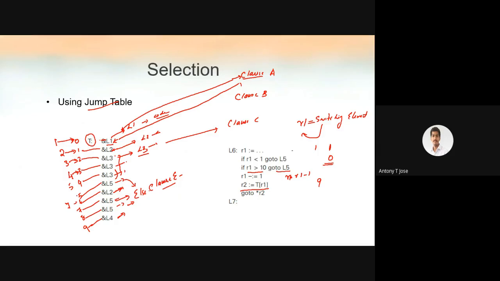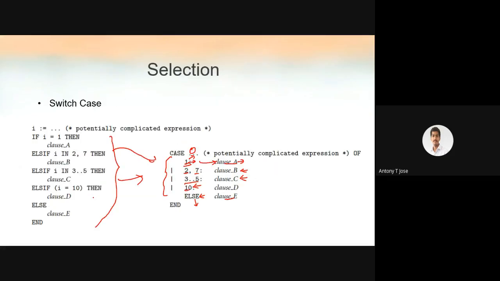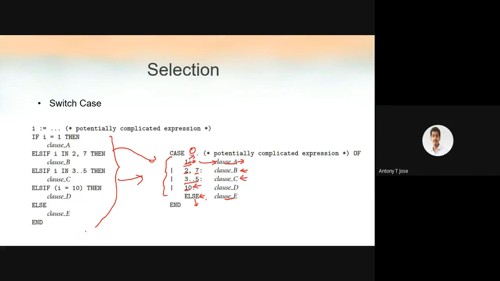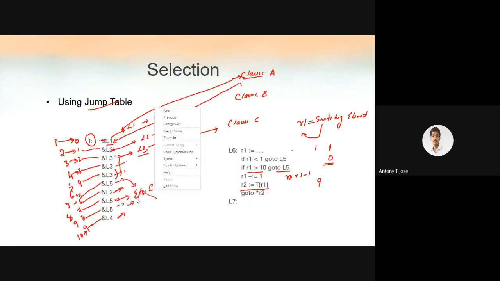And for 6, there is no code. You can see that for case 6, there is no code, so it will go to the else part. The else part is L5. So for 6, it will go to L5. For 8, it will go to L5. For 9, it will go to L5. And for 10, it will go to clause D. L4 corresponds to clause D.